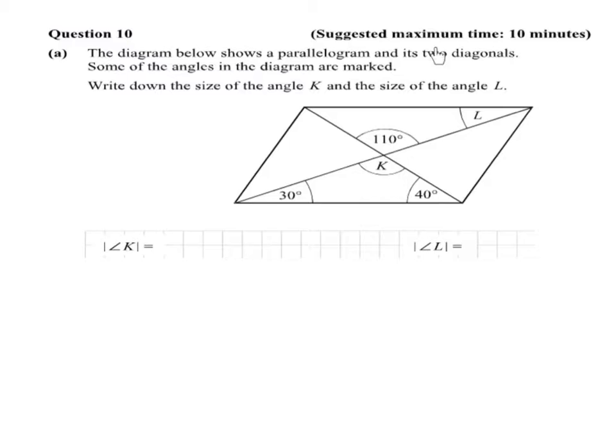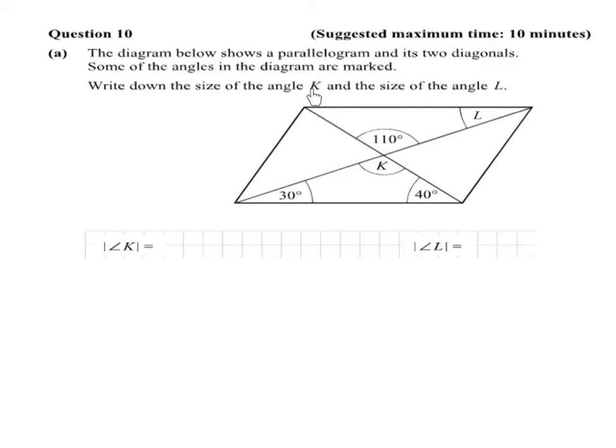And it has two diagonals, and a diagonal is a line that cuts through the top right corner and the bottom left corner, and the top left corner and the bottom right corner. So this is the parallelogram, and these are its two diagonals. Some of the angles in the diagram are marked. So we have 110 degrees, 30 degrees, 40 degrees.